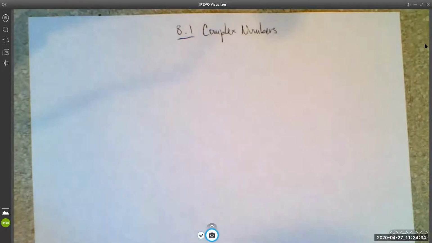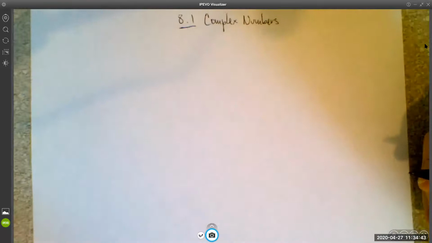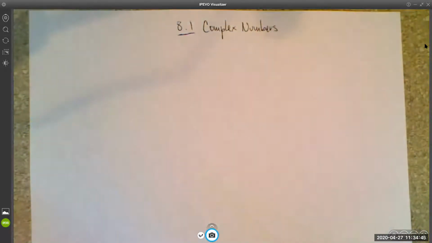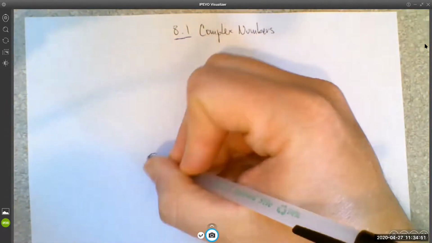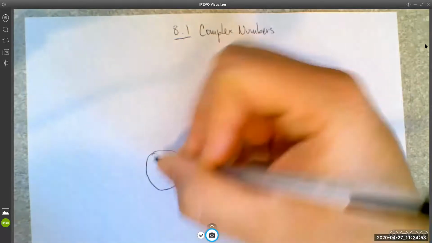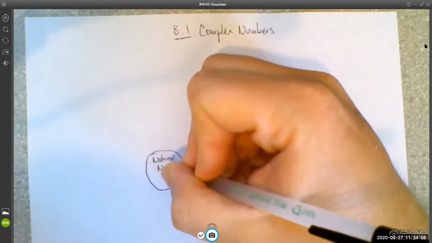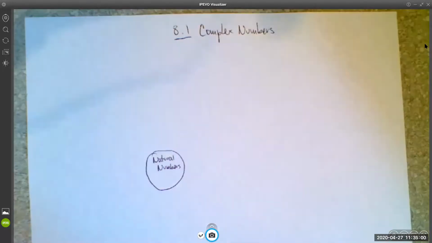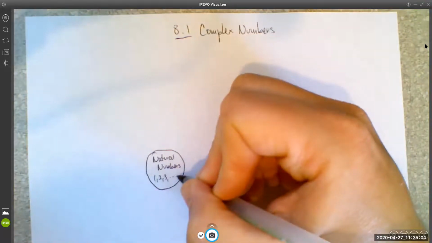So I'm going to start off by attempting to draw a sort of Venn diagram with all of the different sets of numbers that we typically talk about. So when you're a kid and you're first learning how to add and subtract and all of that stuff, the number set that you're working with is the natural numbers. So the natural numbers, those are the positive whole numbers. So like 1, 2, 3, and so forth.